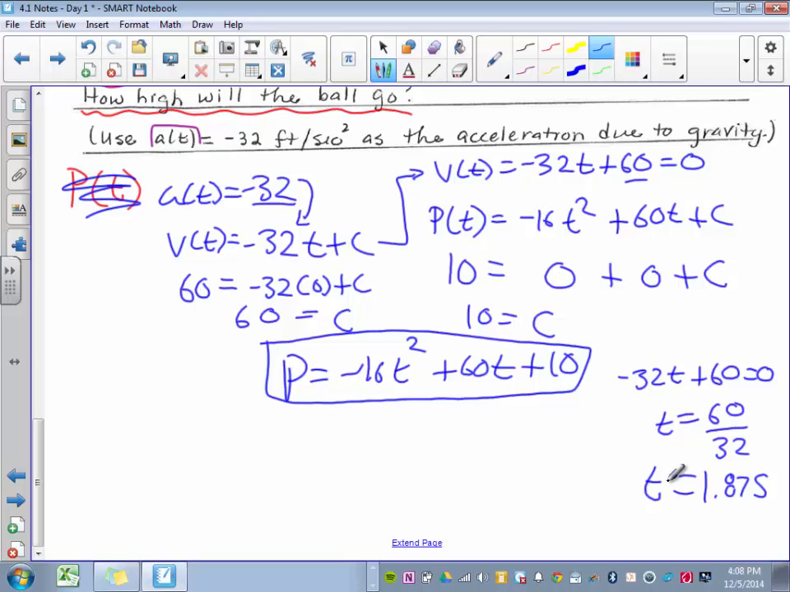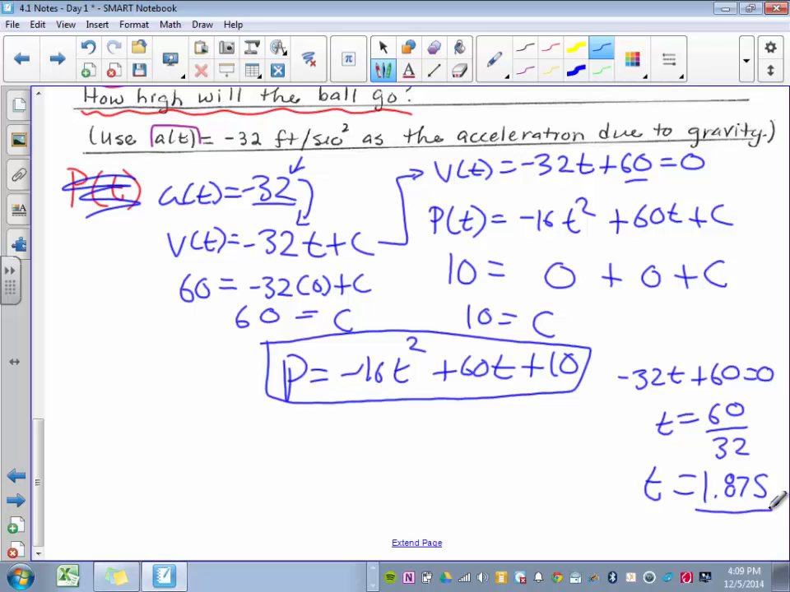Do you have to justify this? Probably on an AP exam it might ask you to justify it, so you would take the second derivative, which is the acceleration, and notice acceleration is always negative, therefore the second derivative is less than 0, thus it being a maximum. So there's your justification for you.